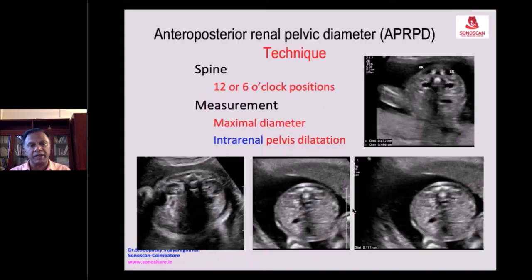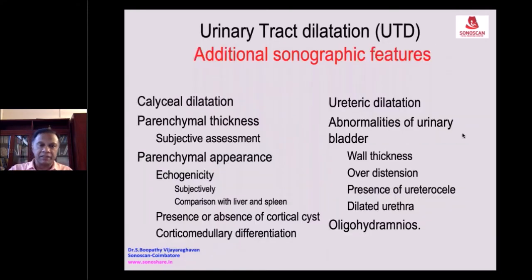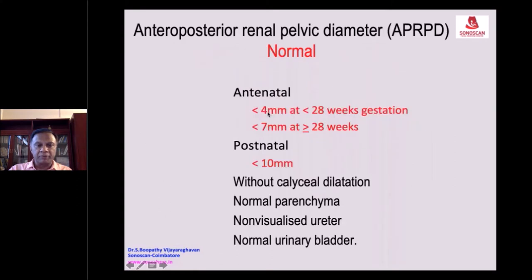Looking for urinary tract dilatation, the measurement you take is the anteroposterior renal pelvic diameter. Additional ultrasound features like calyceal dilatation are seen on a coronal scan. The parenchymal thickness is up to 4 millimeters before 28 weeks and up to 7 millimeters after 28 weeks, taken as normal.